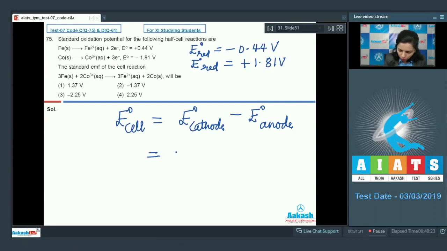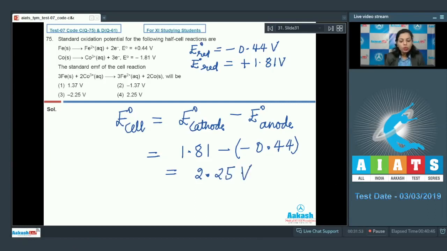That would be equal to 1.81 minus (minus 0.44), and if you solve this, you will find out that this value is 2.25 volt. Where this 2.25 volt is given, it's correctly given here in option 4. So the answer for your question becomes option 4. Let's take next question after that.